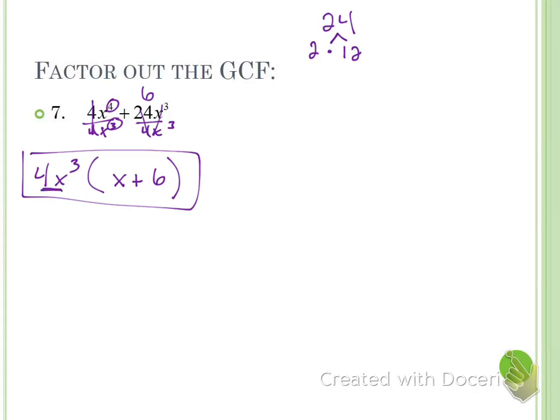This monomial times a binomial, 4x to the third times x plus 6. If I distributed this back out, which I'm not going to do, but if I did, I should get back to 4x to the fourth plus 24x to the third. I should get back to the original problem. But since I want to factor it down, my final result will just be these two guys multiplied together.